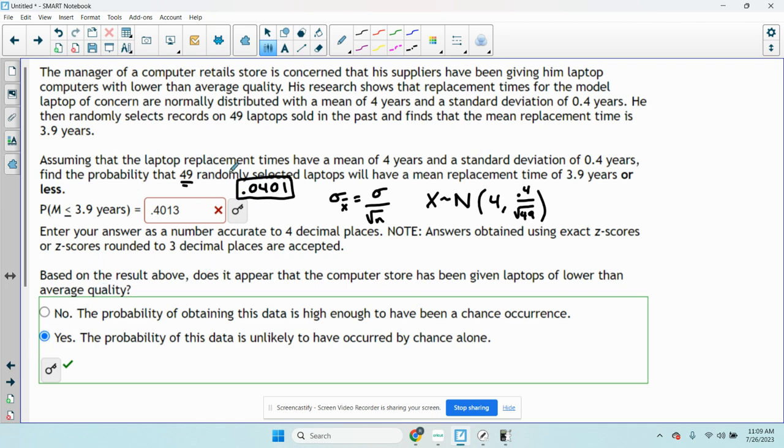So based on the fact that this is such a low percentage, then we say the probability of this data is unlikely to have occurred by chance alone. Okay, and we'll get more and more into that kind of thing in the upcoming chapters. But for right now, if something happens at less than a 5% chance, and it does happen, then we say that it probably happened not by chance but by some other reason.